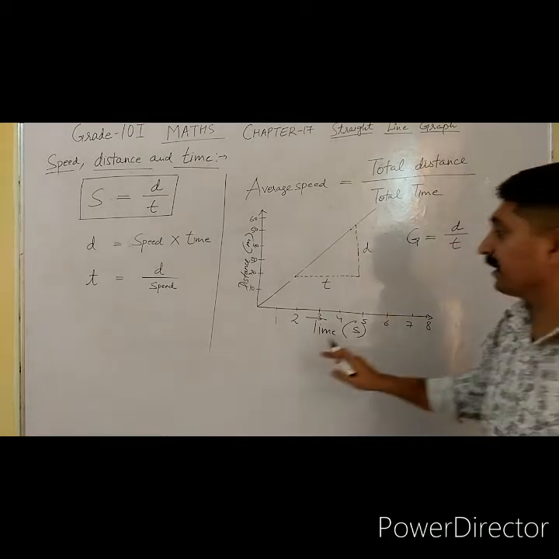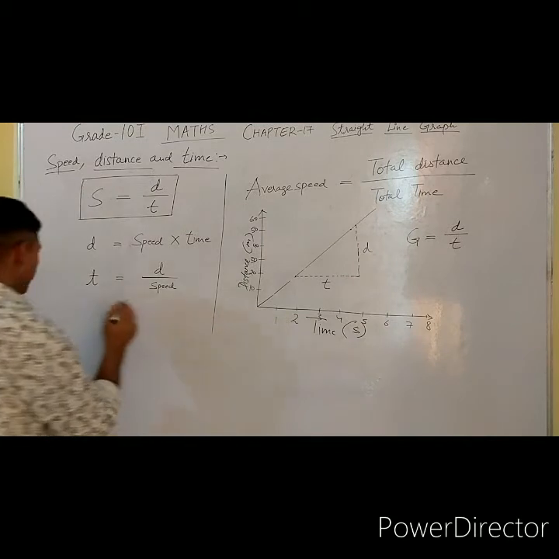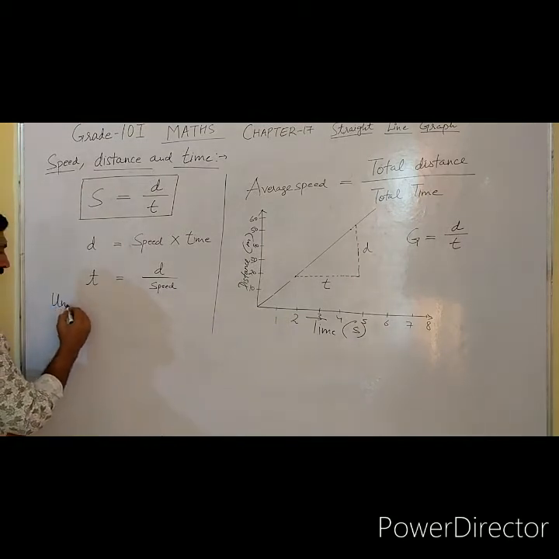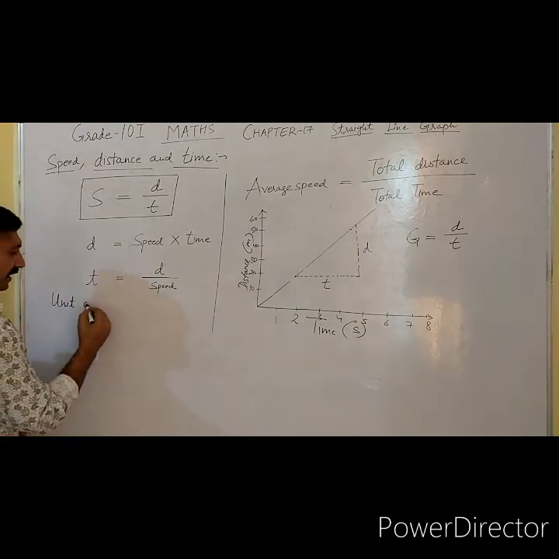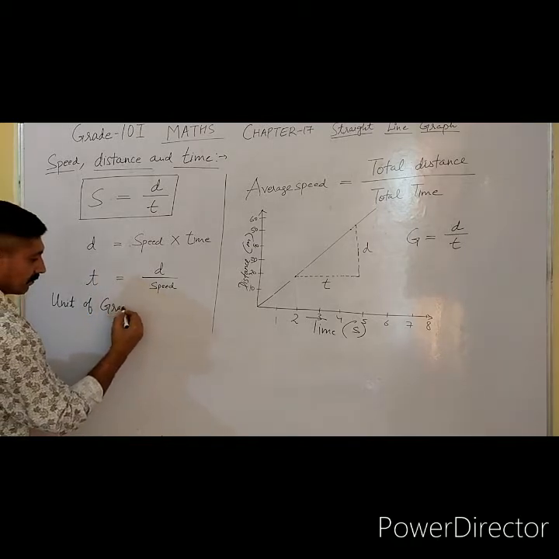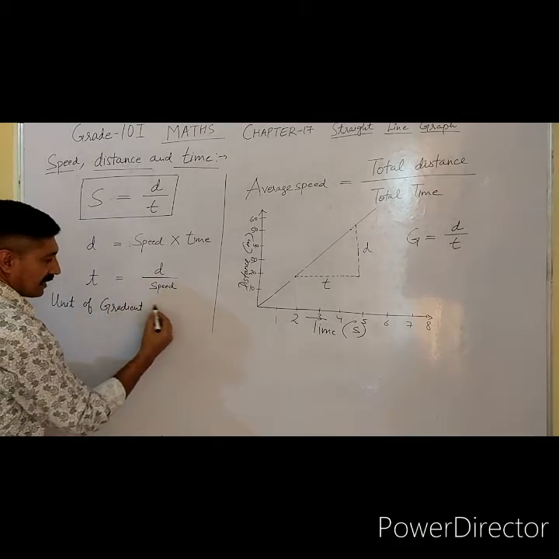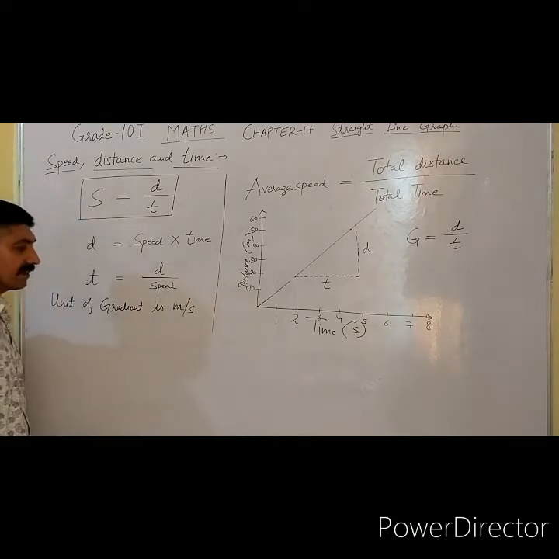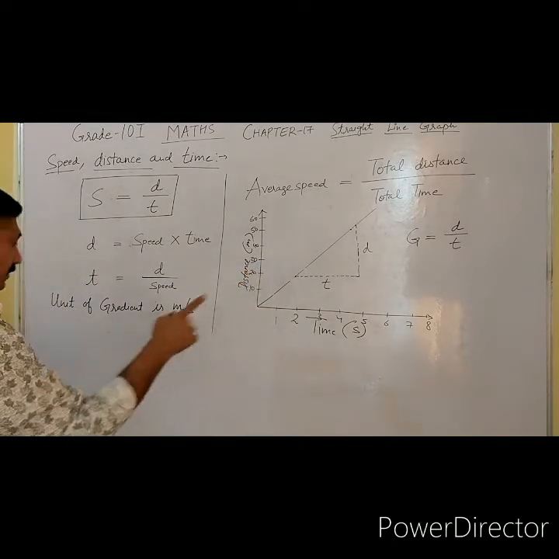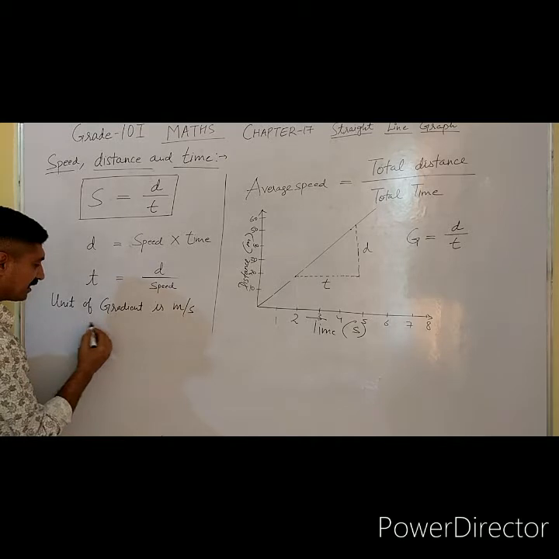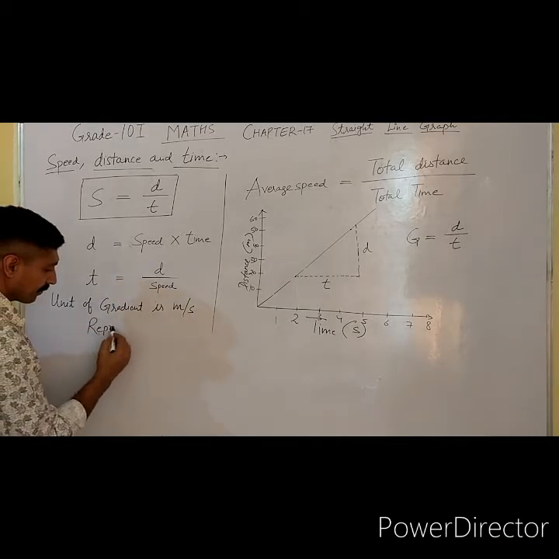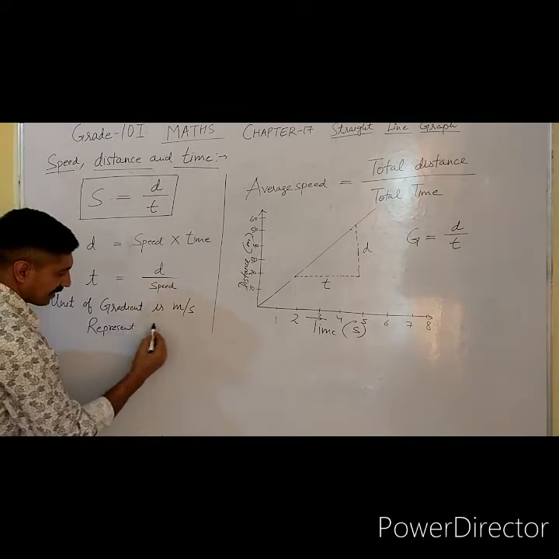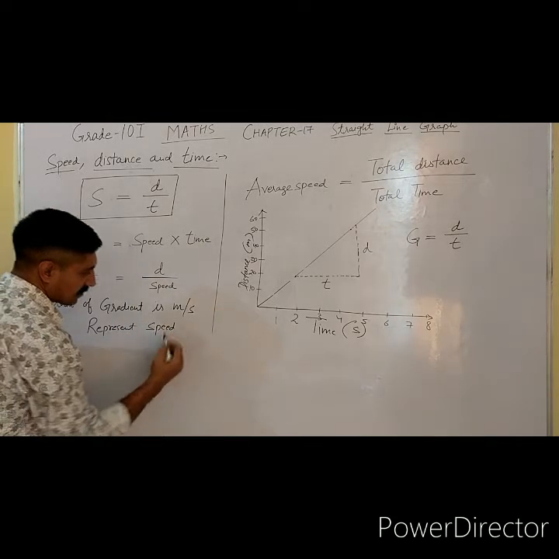So the unit of the gradient is meter per second, that is the speed. The gradient represents the speed.